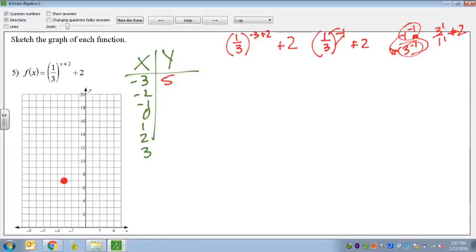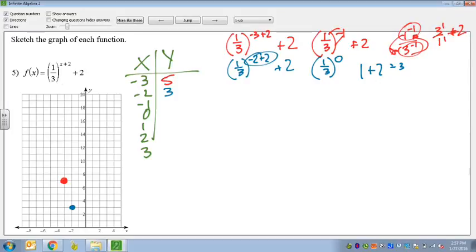Okay? All right, let's plug in -2, in a different color. 1/3 to the -2 plus 2, plus 2. If I simplify the exponent first, -2 plus 2 is 1/3 to the 0th power, okay? Anything to the 0th power equals 1, so 1 plus 2 equals 3. So it's going to give me 3, so (-2, 3).